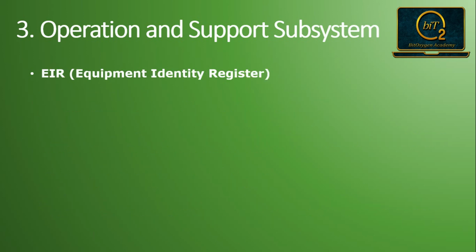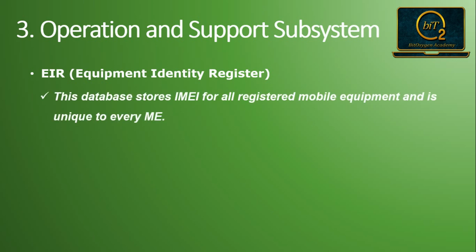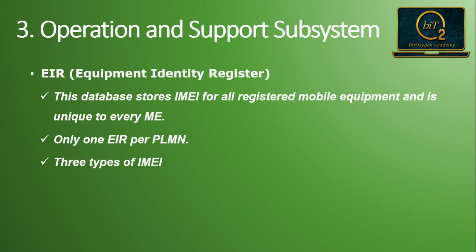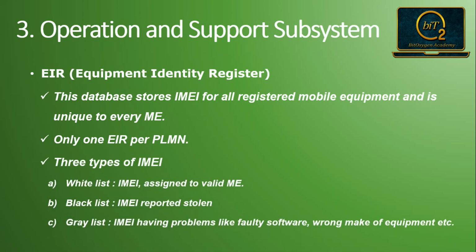Let's see the second entity, that is EIR, Equipment Identity Register. This database stores IMEI for all registered mobile equipment and is unique to every mobile equipment. Only one EIR per PLMN. There are three types of IMEI: whitelist, blacklist, and greylist. Whitelist contains the IMEI which are assigned to a valid mobile equipment. Blacklist are those which are reported stolen. Greylist contains the IMEI having problems like faulty software, wrong make of equipments, etc.